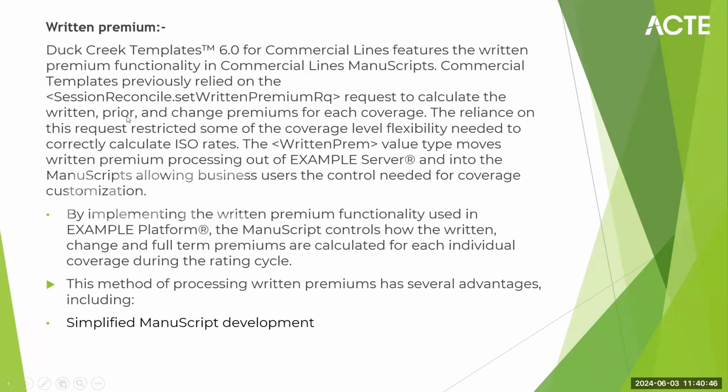It is used to calculate the return, prior and change premium for each coverage. The reliance on this request restricted some coverage level flexibility needed to calculate ISO rate. Return premium value type moves the return premium processing out of the example server into the manuscript, allowing business users to control the needed coverage customization. By implementing the return premium functionality in the example platform, the manuscript controls how the return, change, and full term premium are calculated for each individual coverage during the rating cycle.